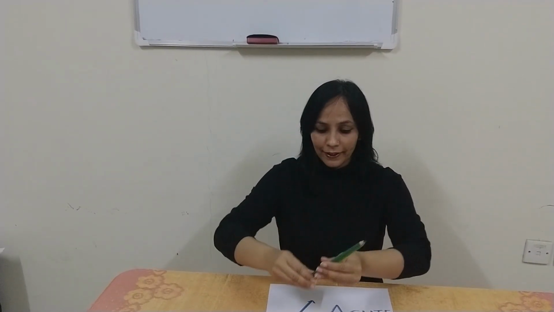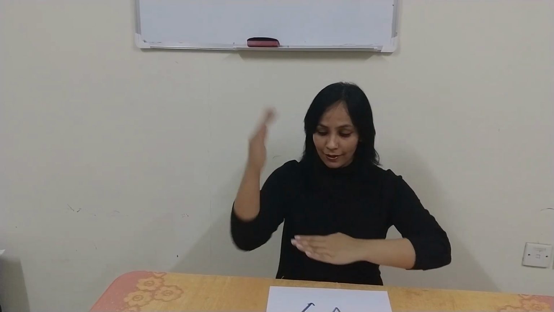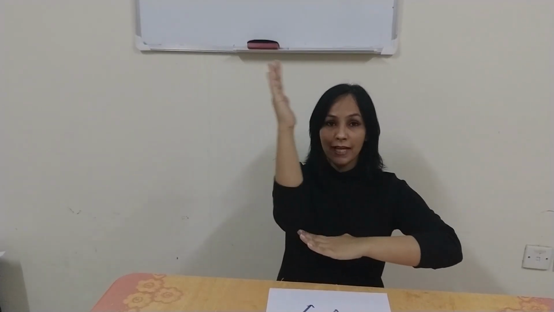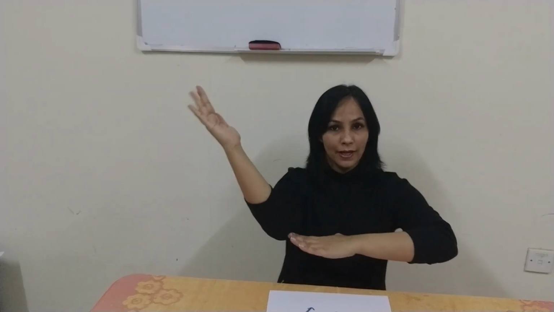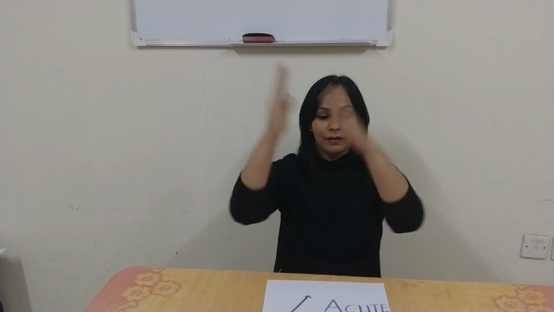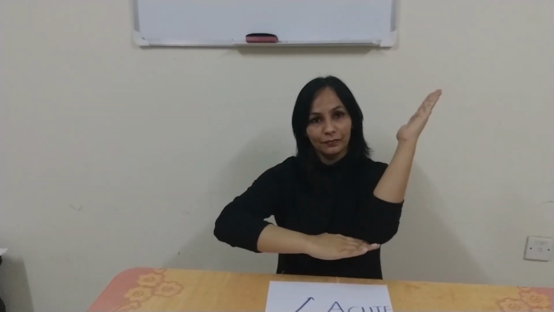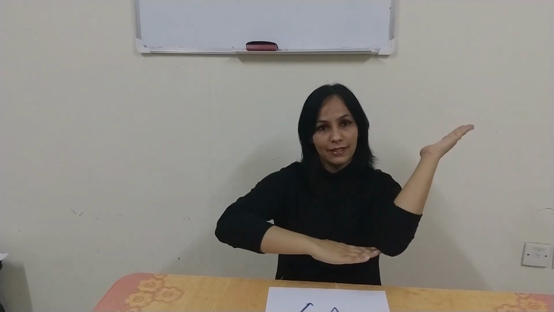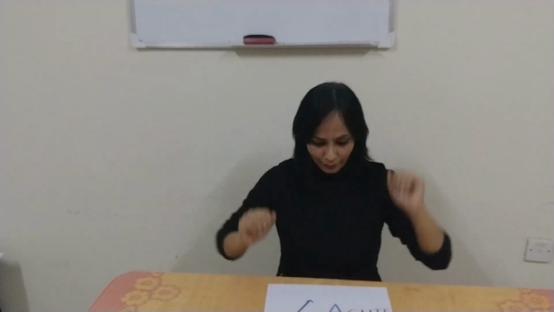And if you don't have anything, you can use your hands like this. This is horizontal and this vertical will be a little more to this side, and this is your obtuse angle, like this and like this. So this is your obtuse angle.